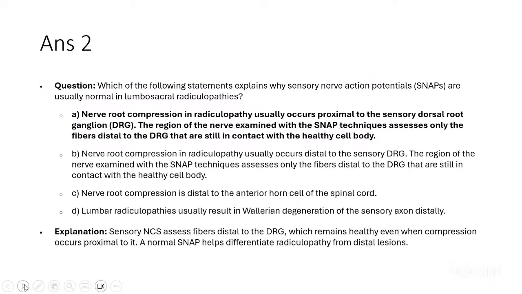The nerve root compression in radiculopathy usually occurs proximal to the dorsal root ganglion, so it is preganglionic and postganglionic. The region of the nerve examined with the SNAP technique assesses only the fibers distal to the DRG that are still in contact with the healthy cell body. So when you are doing nerve conduction studies in the lower limb, if the SNAPs are elicitable, the lesion is preganglionic. If the SNAPs are absent, the lesion is distal to the dorsal root ganglion.